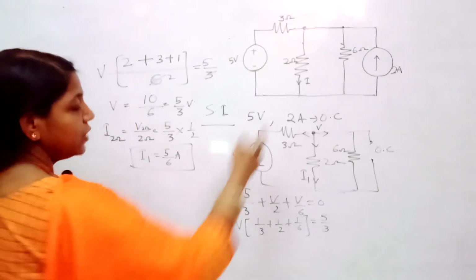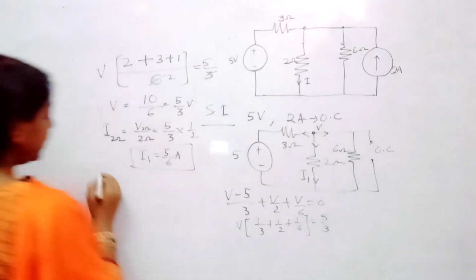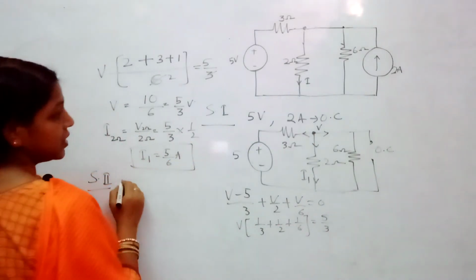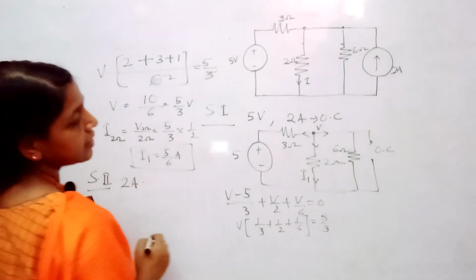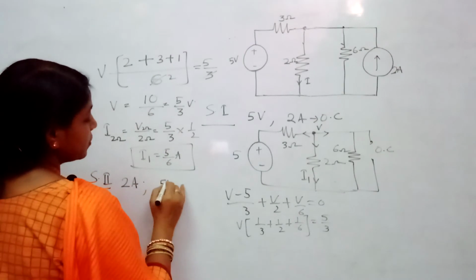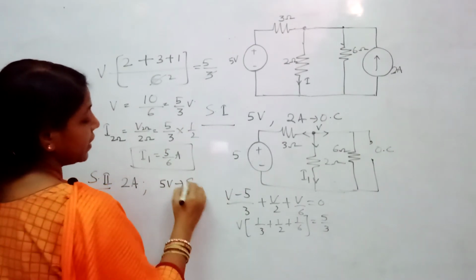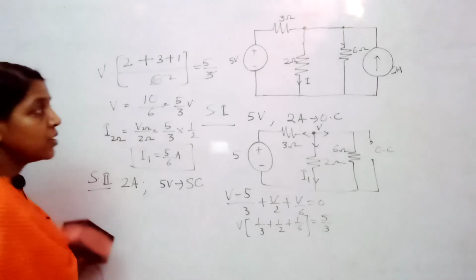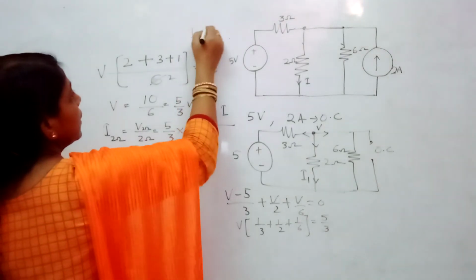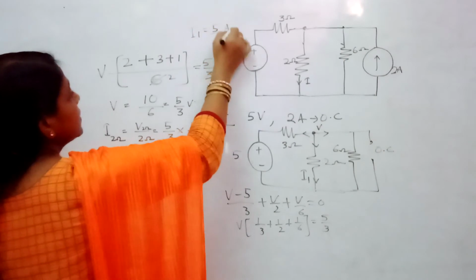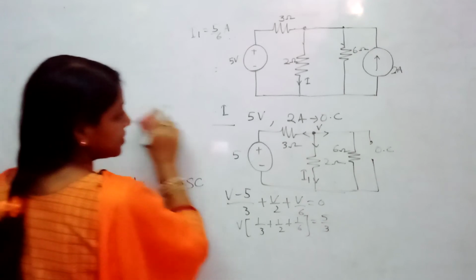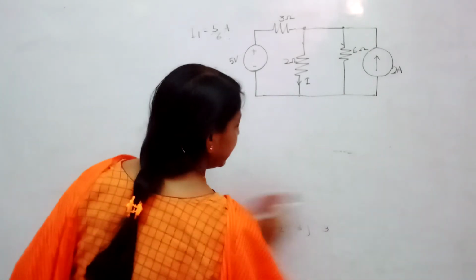So when you consider I2, then in step 2, what you need to consider? You consider this current source. What is that current? 2 amp current is activated. Now what will happen to this voltage source? 5 volt. Voltage source replaced by short circuit. Now redraw the circuit. Remember our I1 current, we got it as 5 by 6 amps.